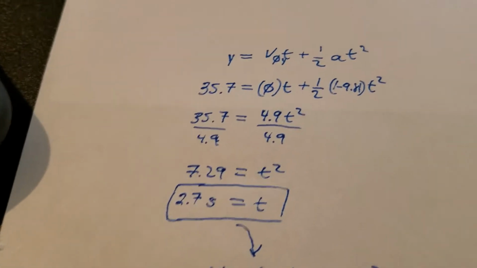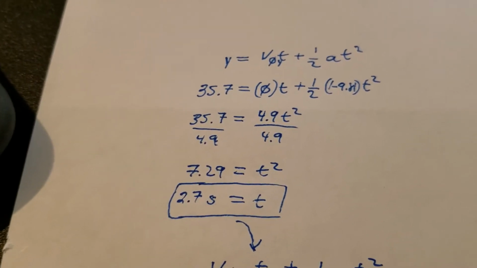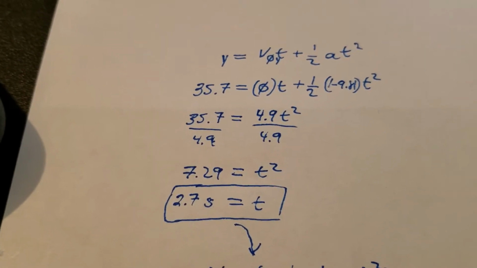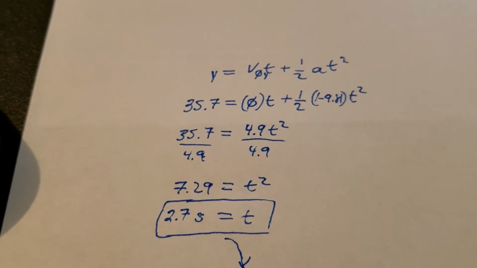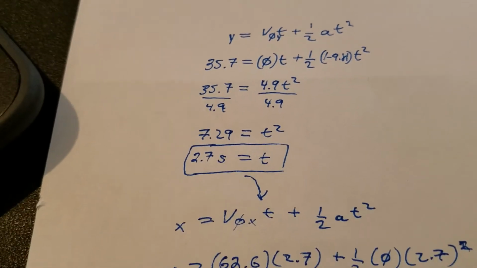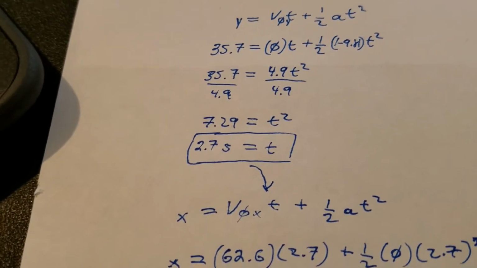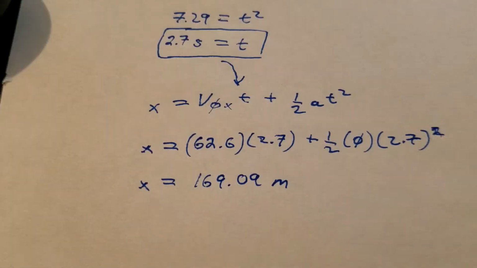This is my work down here. Since v of 0y is 0 times t, that cancels out. And I'm left with 4.9 t squared equals 35.7. I divide 4.9 t squared by 4.9 to the other side to leave t squared by itself, and I'm left with 7.29 equals t squared. When I square root both of these sides, I'm left with 2.7 seconds equals t.